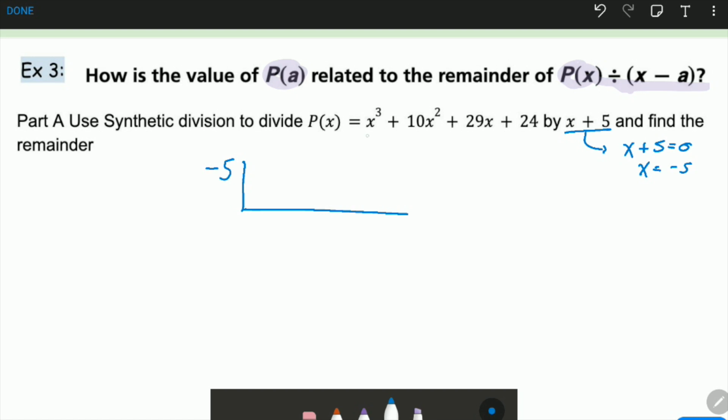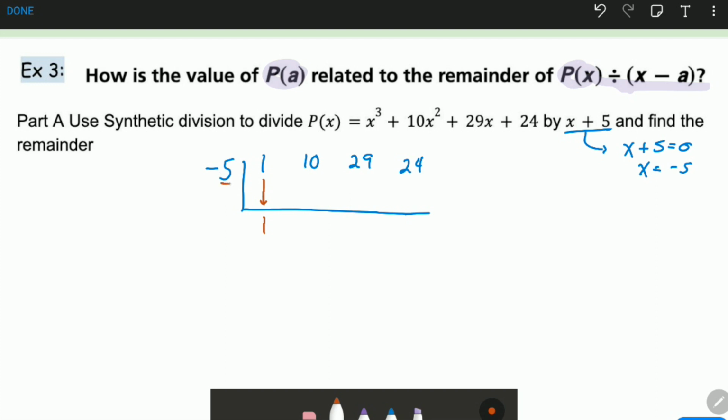And then our coefficients with each of the terms. We have 1x to the third plus 10x squared plus 29x to the first and plus 24. In this particular problem, I did not need any placeholders. We'll drop our first term down, and then we'll go through the process repeating multiply, add, multiply, add.